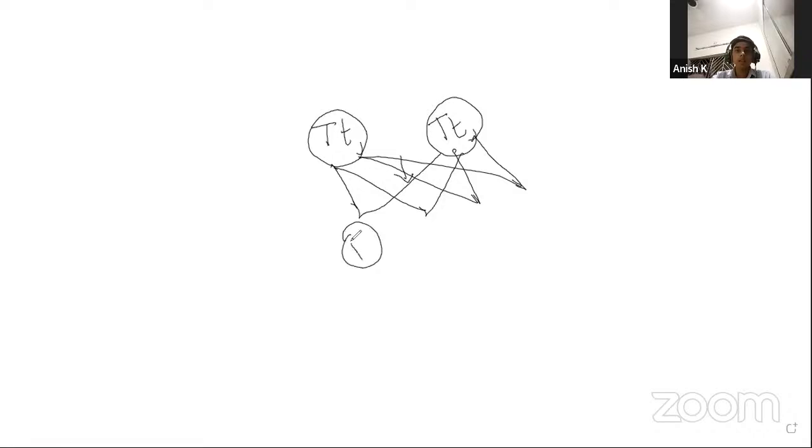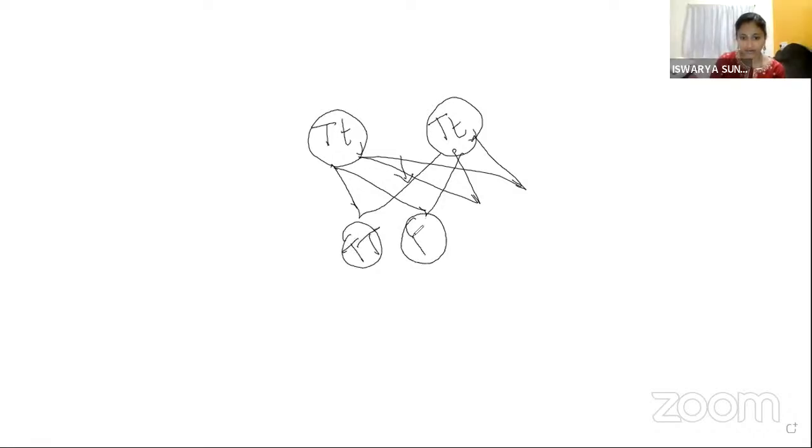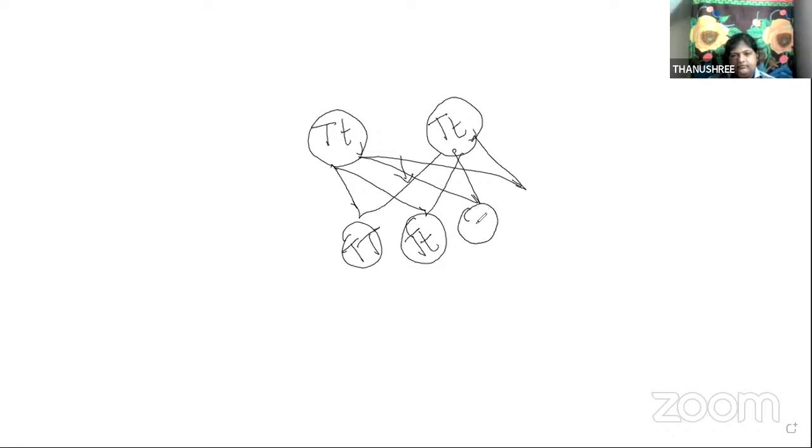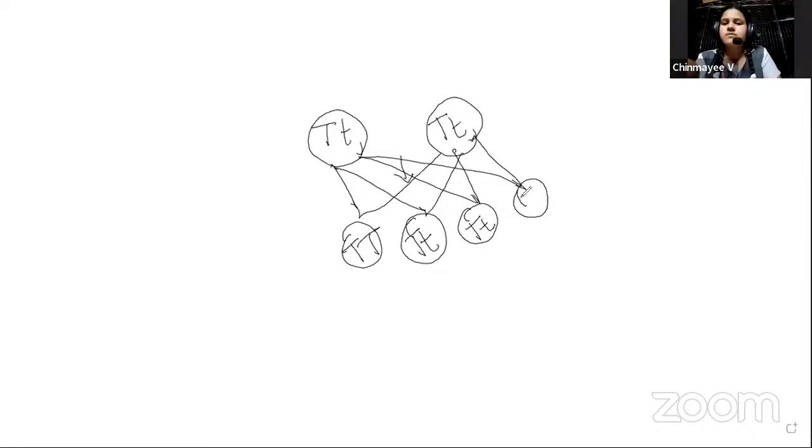Capital T, capital T. This one? Capital T, small t. Very good. This one? Small t, capital T, but just like your English, capital T will come first. Then here? Small t, small t. Very good.